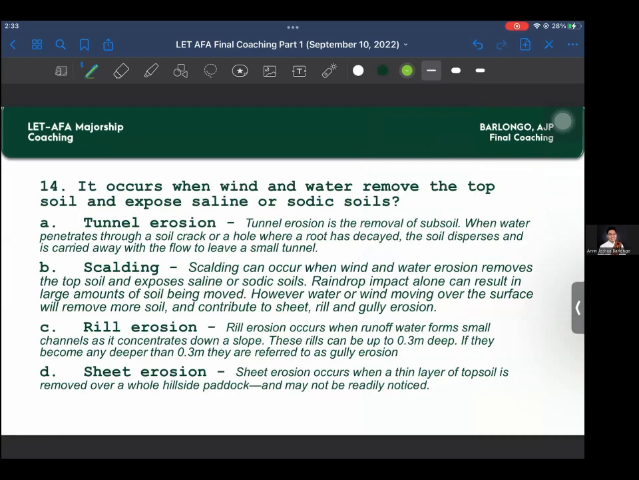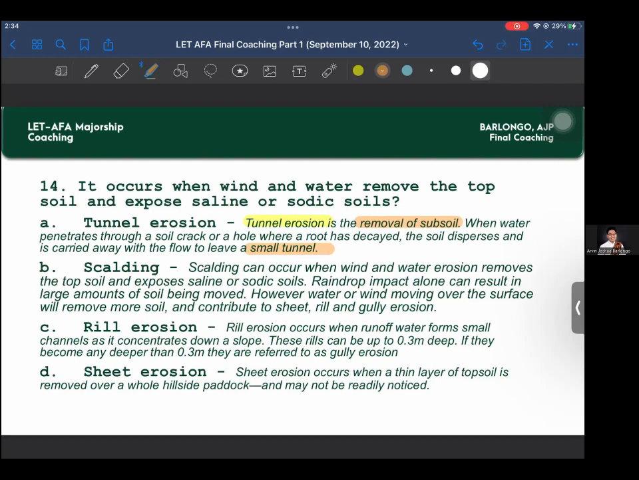A, we have tunnel erosion. Yeah, tingnan natin. So sa tunnel erosion, nagkakaroon ng removal of subsoil when water penetrates through a soil crack or a hole where a root has decayed. The soil disperses and is carried away with the flow to leave a small tunnel. So from the definition itself, kapag tunnel erosion, ang nagiging resulta ay merong small tunnel. So you can also take note na it is the removal of subsoil.